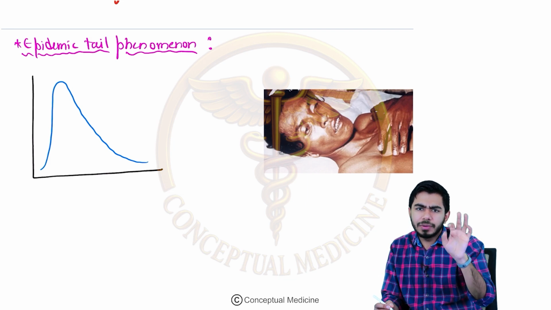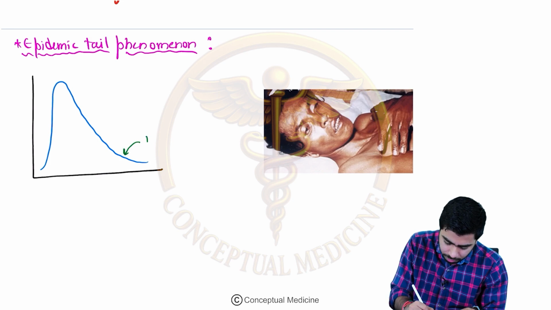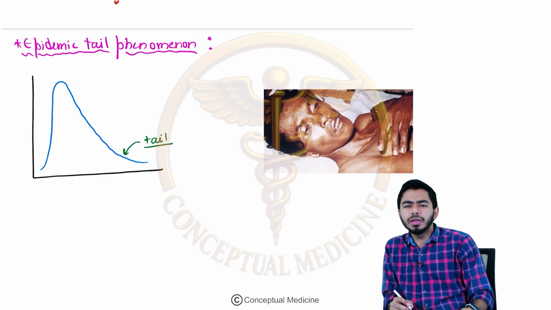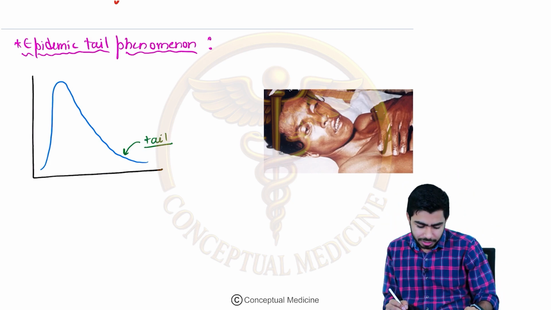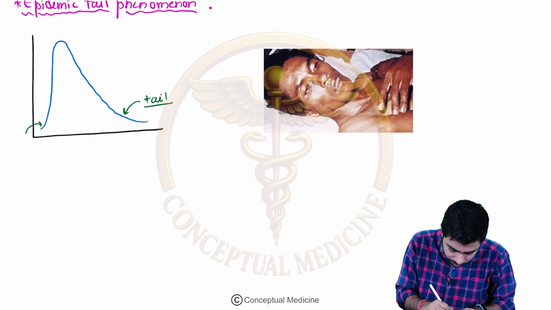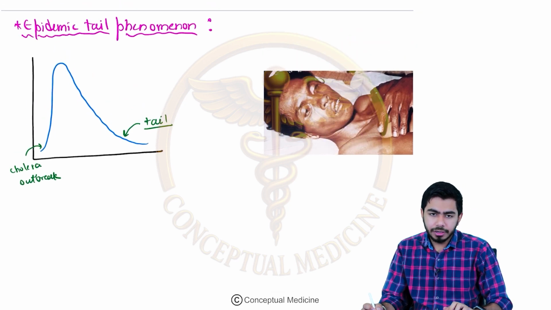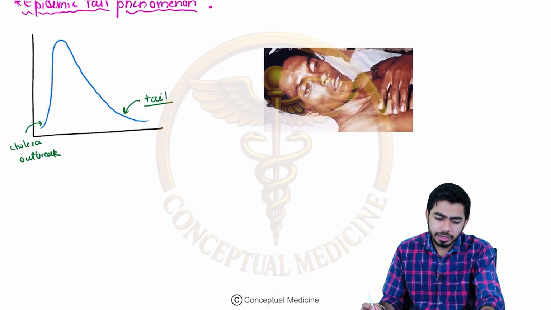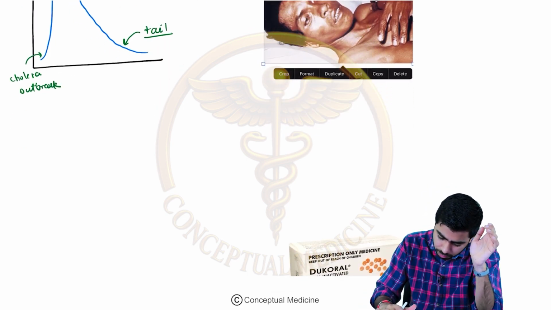So that is called the epidemic tail phenomenon, and this particular part I'm talking about is called the tail. Tailing happens very gradually. That is the epidemic tail phenomenon, and here we might see where the cholera outbreak started. I hope you are clear about that. Now we shall move on to the clinical features of cholera.